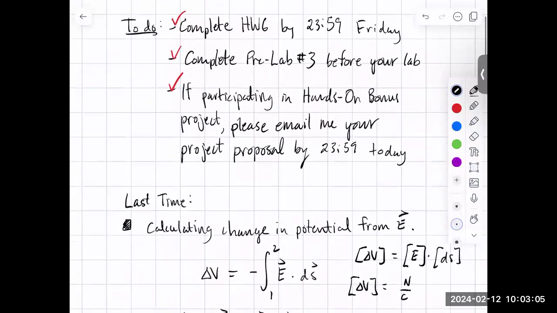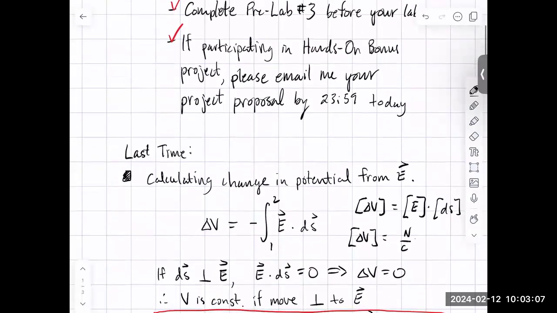And ds is a displacement, and so it has units of meters. But a meter times a newton is a joule. That's an energy unit. And so this is equal to joules per coulomb. That's used so often, this idea of electric potential, that it's defined as a new unit. It's defined as a volt. And so this is equal to 1 volt.